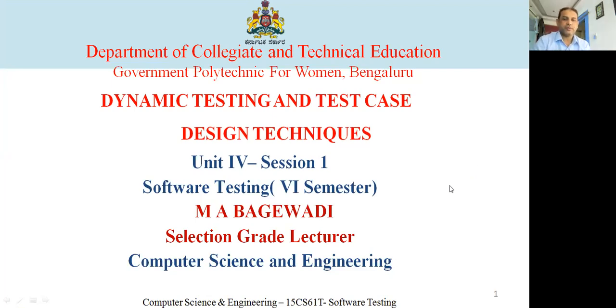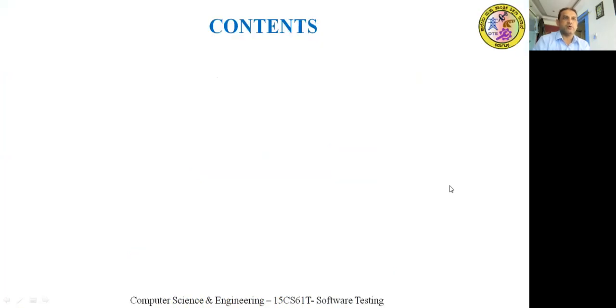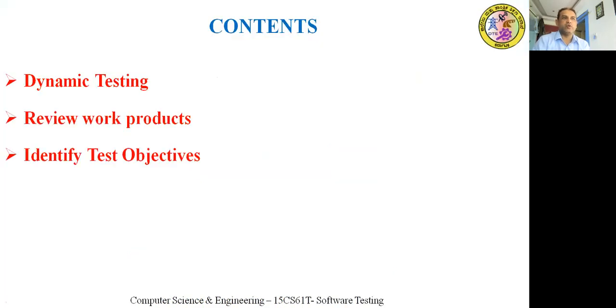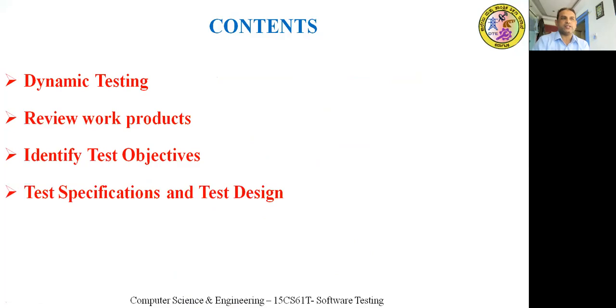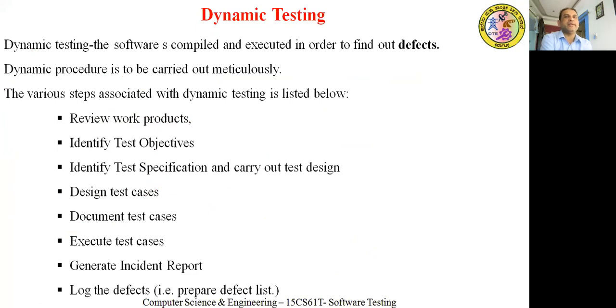In today's class, we're going to discuss dynamic testing, review work products, and identify test objectives and test specification. These are the total topics available in this chapter: dynamic testing, review work products, identify test objectives, test specification and test design, and design test cases. These are the things we'll be discussing in this chapter. First is dynamic testing.